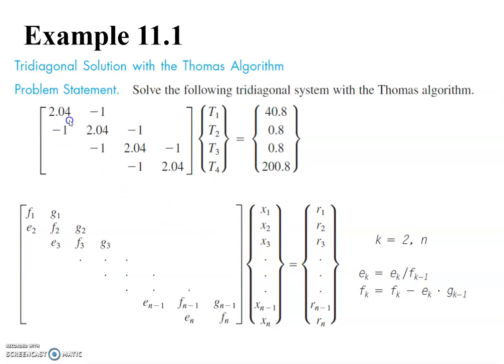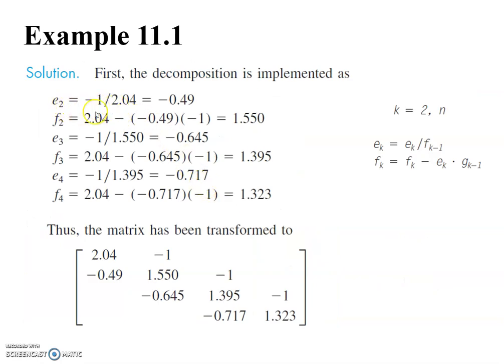So in this matrix we can see that this is a banded matrix. This is a tri-diagonal banded matrix, and all the diagonal elements are 2.04, and the elements around the diagonal are all minus 1, and then on the right hand side we have these values of the coefficients. Of course this is the general form, and then this is the formulation. So the first step in this case will be to find the values of e2, f2, e3, f3 based on the values in the original matrix, using these recurrence formulas. So in this way, we can find the value of e2 like this.